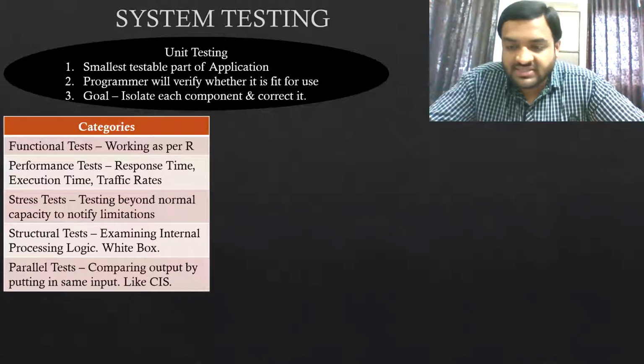It is just like CIS. What do we do in CIS? In continuous and intermittent simulation, we will verify the processing of the system with our system. If there is any deviation in the processing, we will maintain an exception report, or a log of all the deviations. Just like that, we do parallel testing, comparing the output by putting in the same input. So we will do 5 tests: functional, performance, stress, structural, parallel.